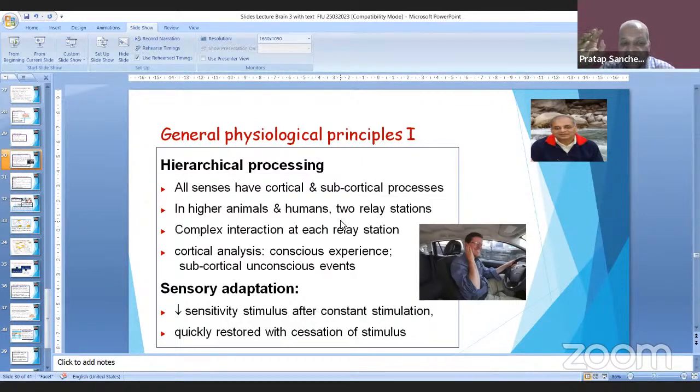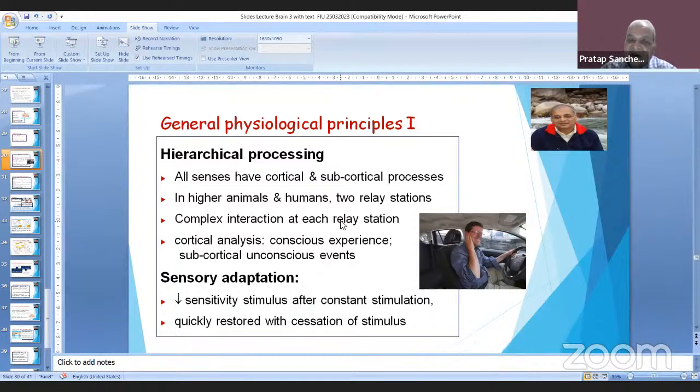Next is sensory adaptation. This is another principle: if you are exposed to any sensation for a prolonged period, it loses its sensitivity. If I am aware of thermal heat, then after some time it reduces in intensity. Similarly for sound and touch, but it is quickly restored. When it goes down or stops, the perceptive ability returns to normal once again.